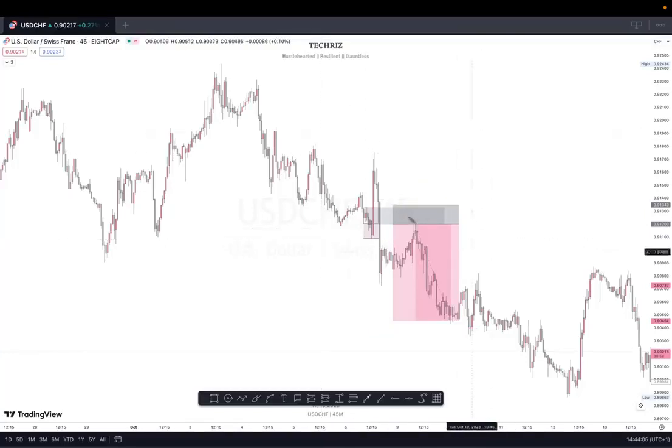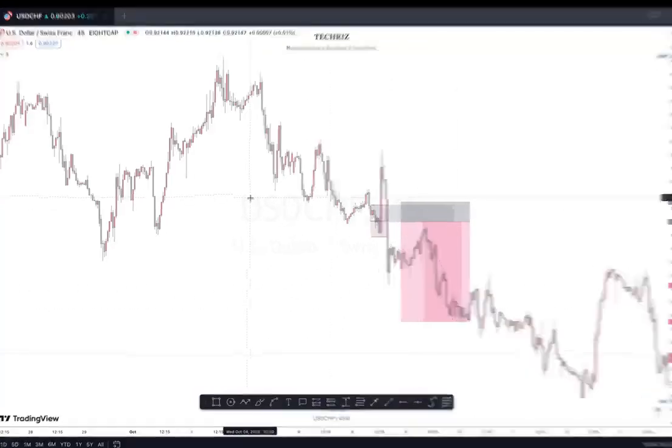So this was another very quick setup that I caught and traded, and I'm going to be showing you the whole ideology behind it, and it is a very easy one, trust me. You don't even need to think so much about it, you just need to understand something.